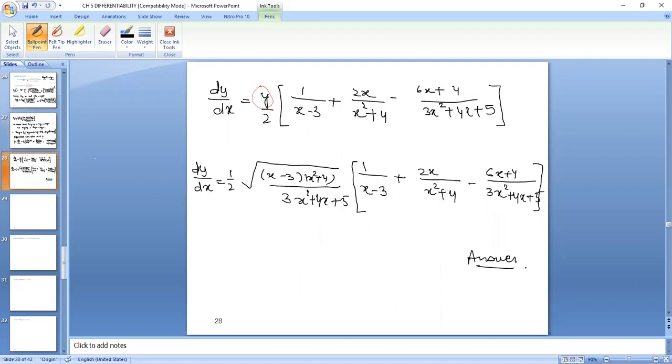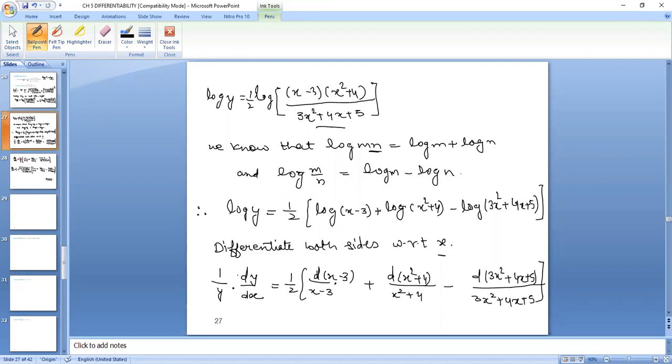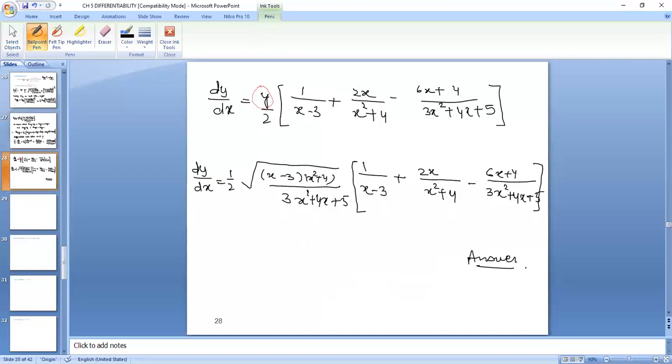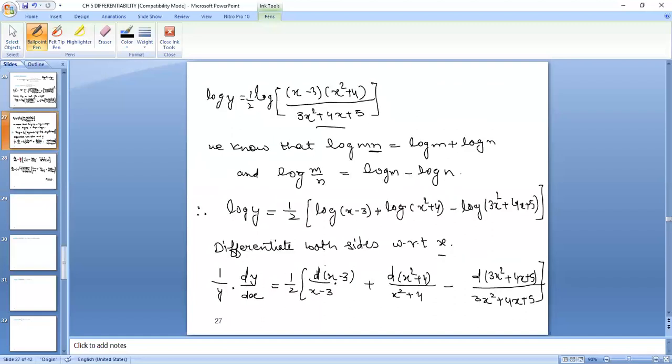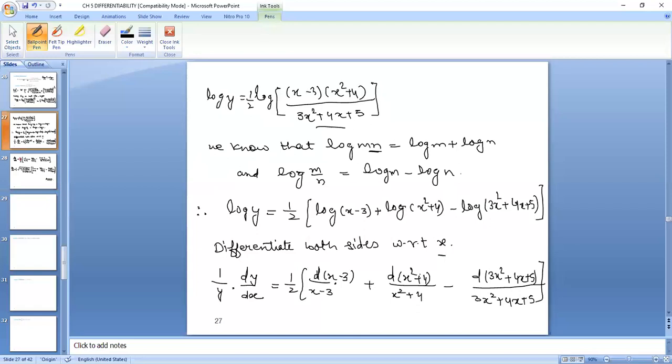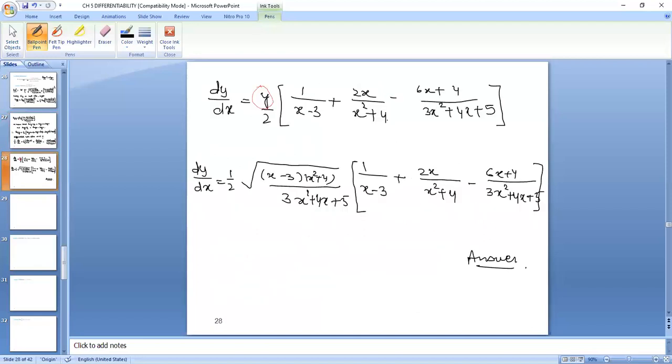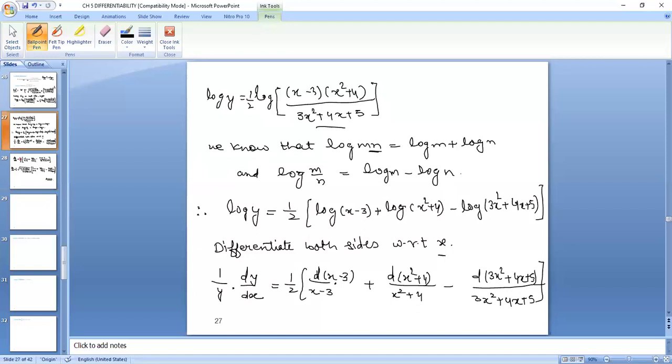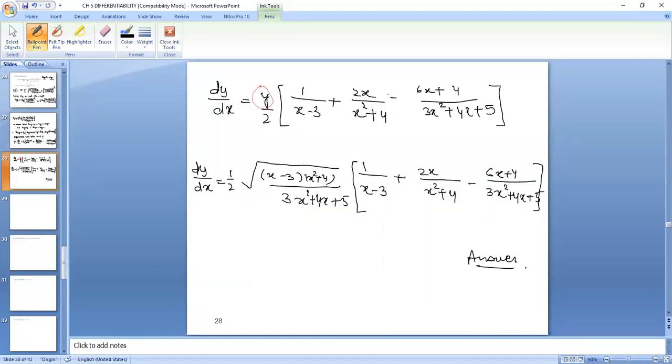So next, we want just dy by dx, so this y we can take to the right hand side. So y we will take to the right hand side, so it will be y upon 2. Taking the derivative of x minus 3 is 1, so we will be having 1 upon x minus 3. Then derivative of x square plus 4 is 2x, so it will be 2x upon x square plus 4. Derivative of 3x square plus 4x plus 5 is 6x plus 4. So we are writing 6x plus 4 upon 3x square plus 4x plus 5.